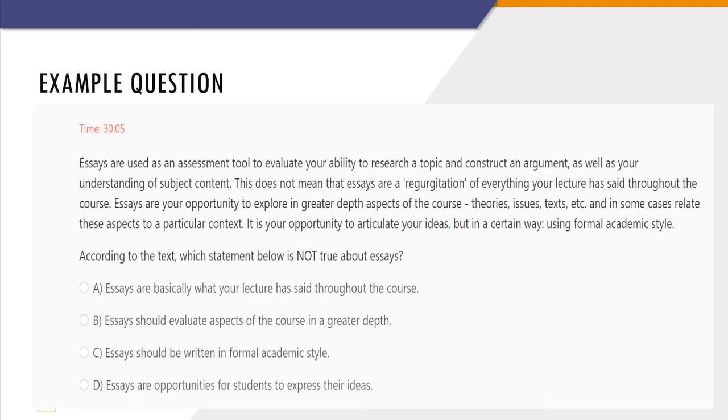And then the second option is, essays should evaluate aspects of the course in greater depth. You can see in the third line, essays are your opportunity to explore in greater depth aspects of the course. So that is also the correct option. Then when you look at option A, it says essays are basically what your lecturer has said throughout the course. But in the second line, it says that this does not mean that essays are a regurgitation of everything your lecturer has said throughout the course. So there is a contradiction, right? So that is the incorrect option.